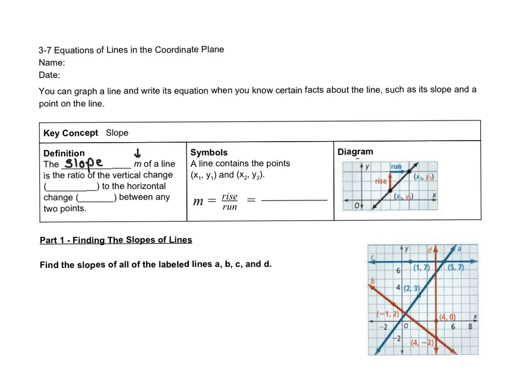or m of a line, is the ratio of the vertical change, which we'll call rise, to the horizontal change, which we'll call run, between any 2 points. So a line contains the points (x1, y1) and (x2, y2). We know that, ordered pairs. And the slope is rise over run, or if we're given 2 ordered pairs, there's an equation, which is y2 minus y1 over x2 minus x1.